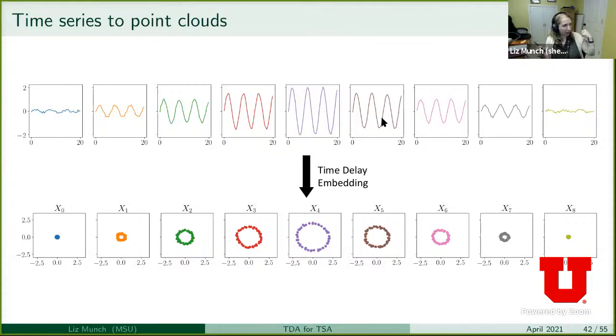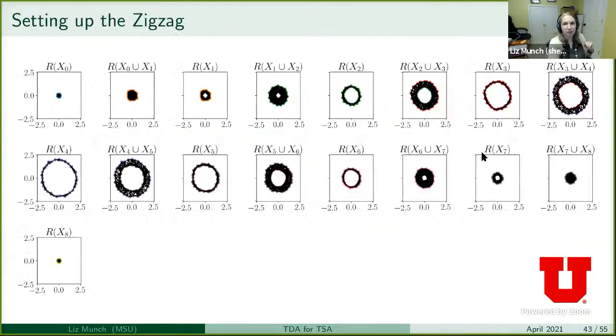So I can still take each of my time series and turn them into a point cloud. And then based on that, I can build this zigzag module. Now, due to space constraints, I believe you have to read from left to right. So this guy over here is included into this one, and you just keep going along, right?